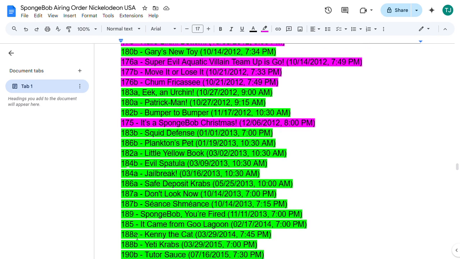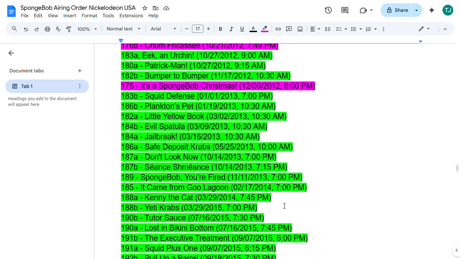So the episode 188A, Connecticut Cat, aired on March 29th, 2014, whereas its sister episode, Yeti Crabs, aired exactly 1 year later. Well, not exactly 1 year later, but you get what I mean. And the second SpongeBob movie was released in between these. And even though they're sister episodes, they could have easily been released together. I don't know why they weren't.